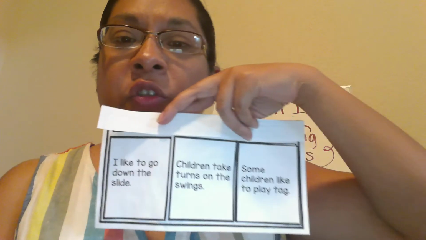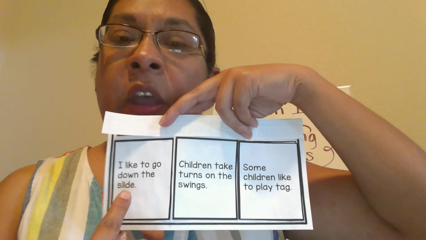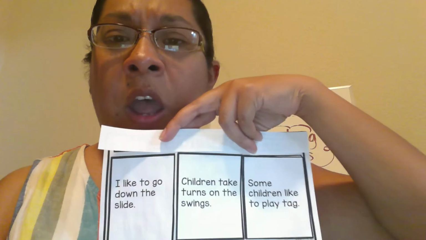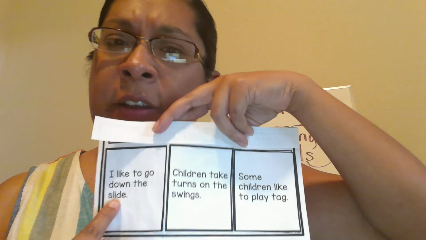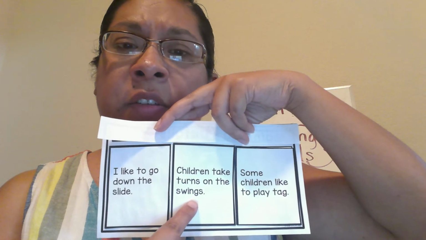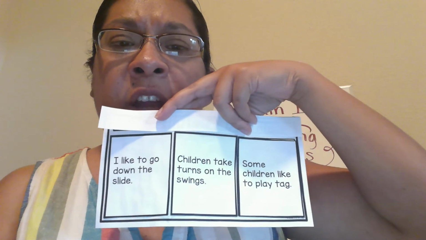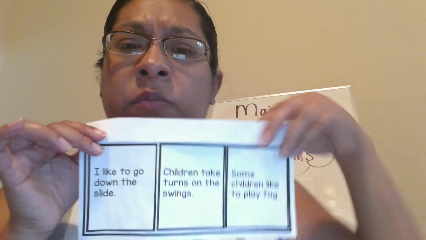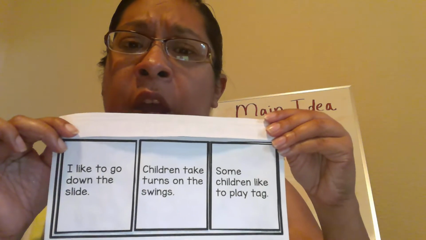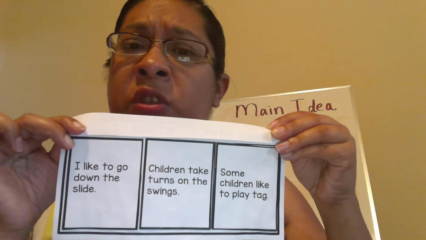Okay, boys and girls, so here are 3 supporting detail sentences. I'm going to read them to you and then we're going to discuss what they all have in common. I like to go down the slide. Children take turns on the swings. Some children like to play tag. Well, children, and when we usually have lots of children, it's at school. And when children get to go on the slide or on the swings or play tag, that's usually during recess, right?